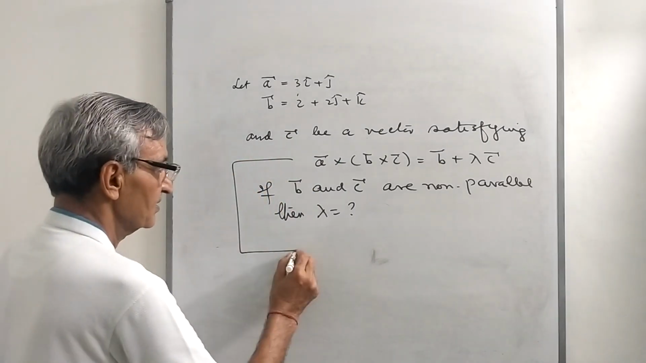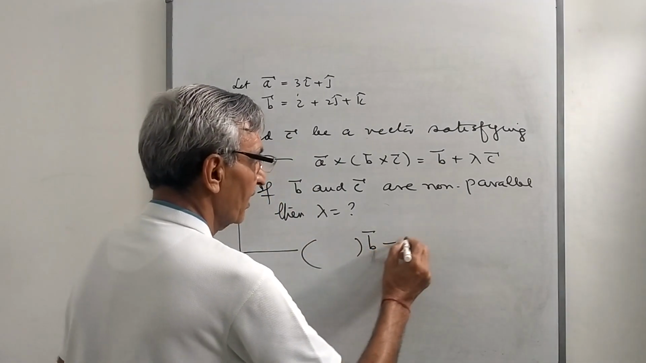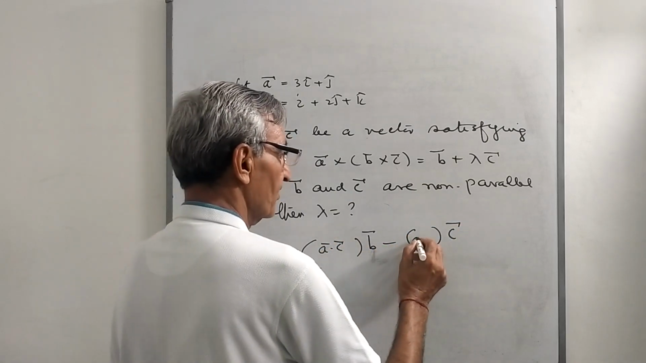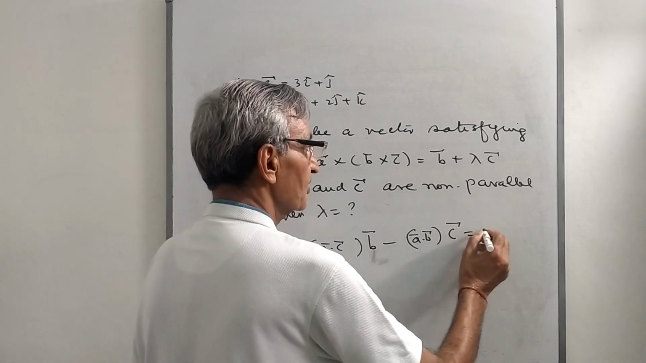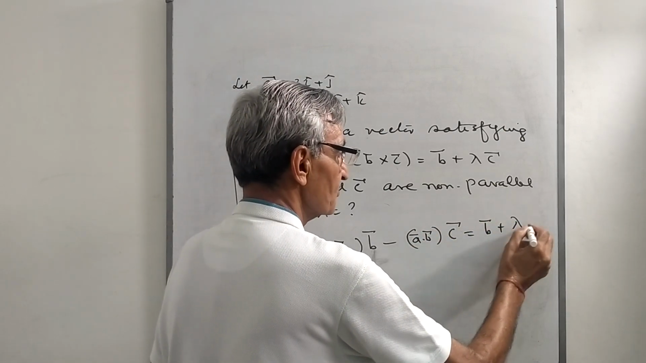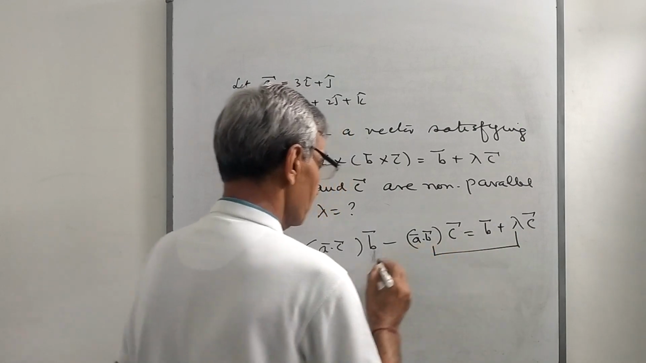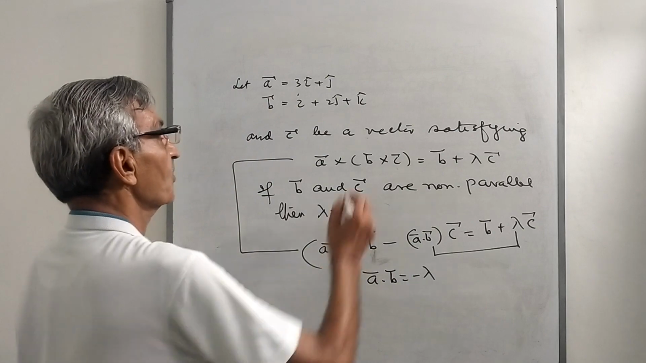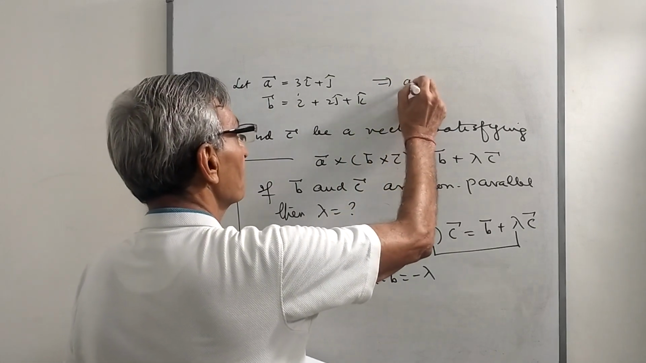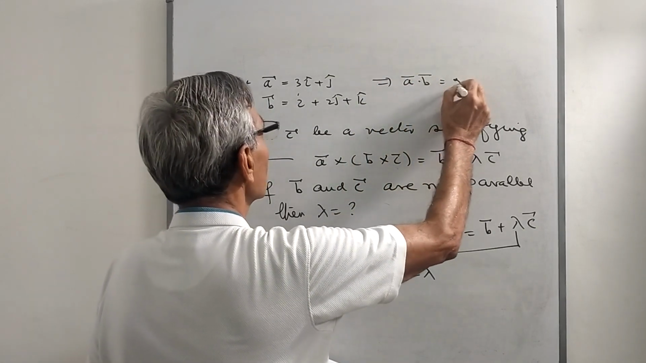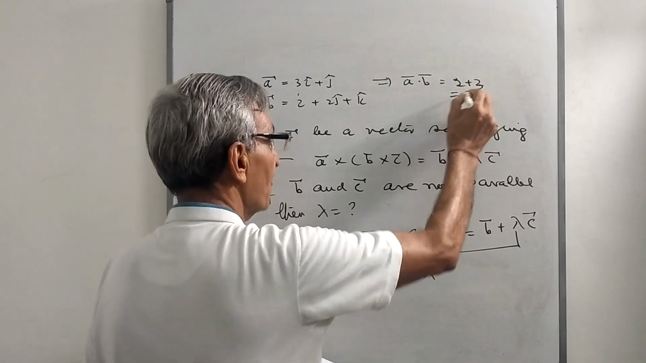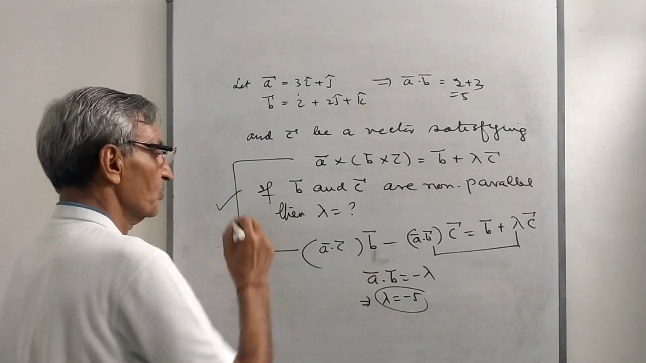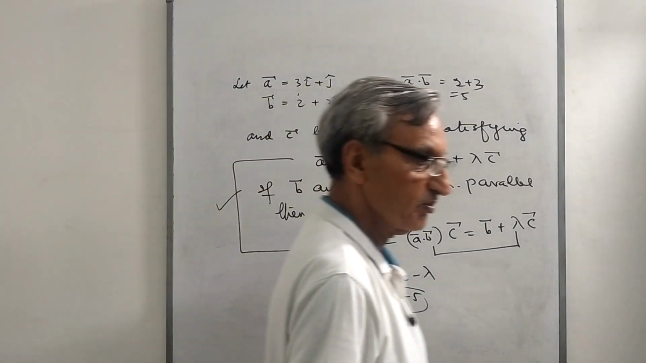Let me talk about this. This is B and this is C. This is A dot C and this is A dot B, and this is equal to B plus lambda C. Therefore, A dot B is equal to minus lambda. What is A dot B? A dot B is equal to 2 plus 3, which is equal to 5. So lambda is equal to -5. A simple question to do. Lambda is equal to -5.